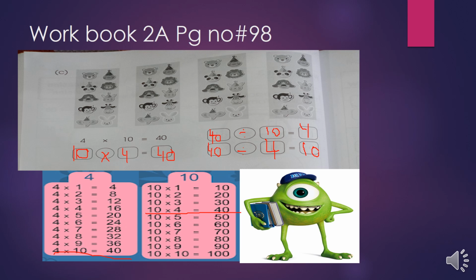So in this equation, when 40 comes in 4 table, I have already underlined that thing. 10s are 40. So the answer is 10. So this is how we have to solve this question.